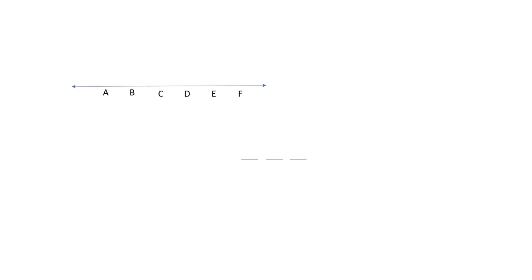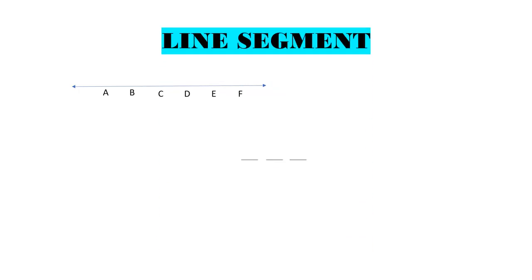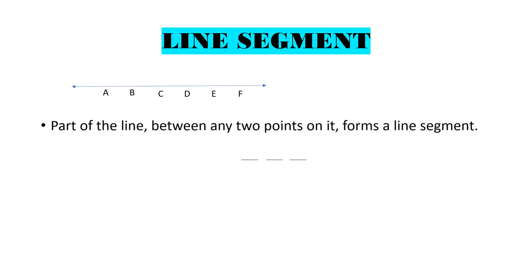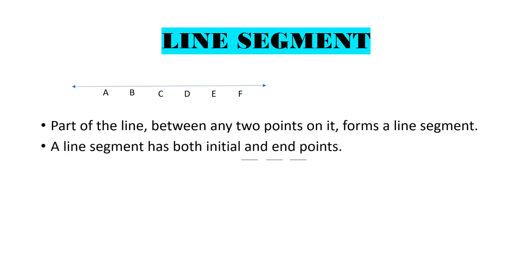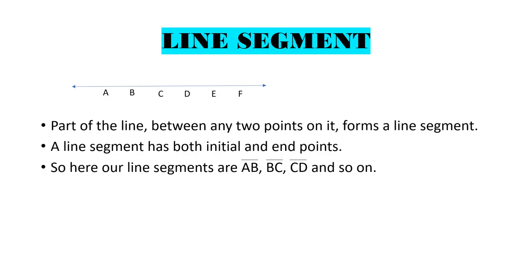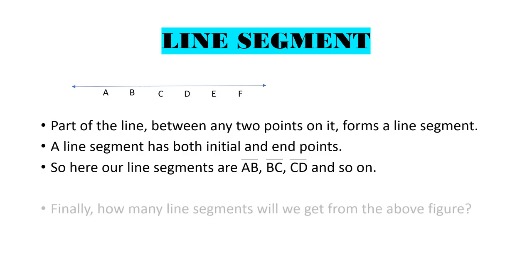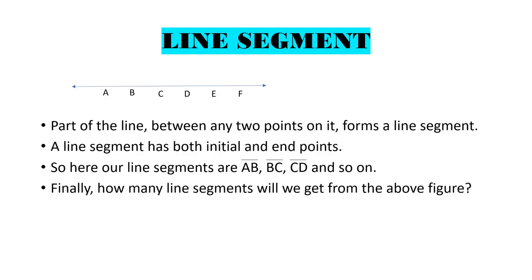Part of the line between any 2 points on it forms a line segment. A line segment has both initial and end points. So here our line segments in the line AF are AB, BC, CD and so on. So finally, how many line segments will we get from the above figure? Yes, we get 15 line segments.